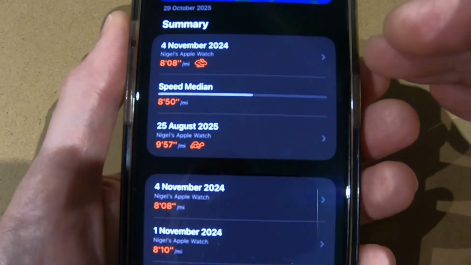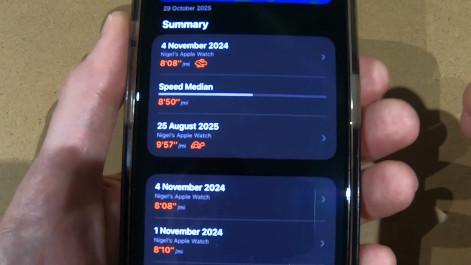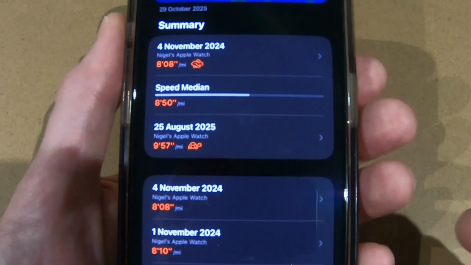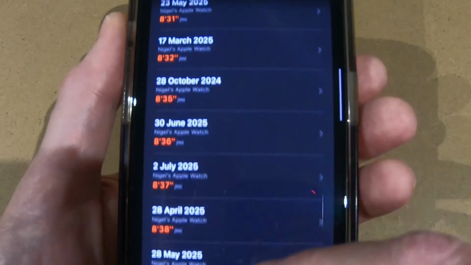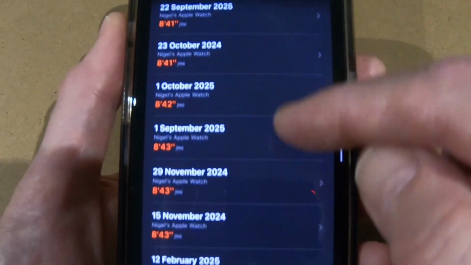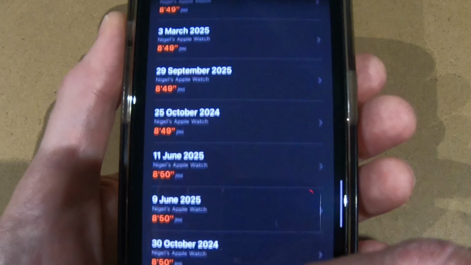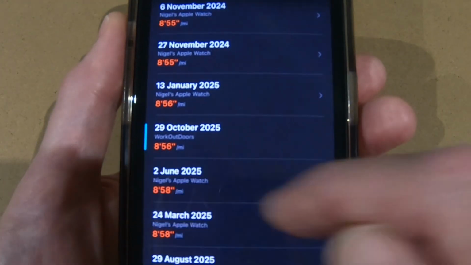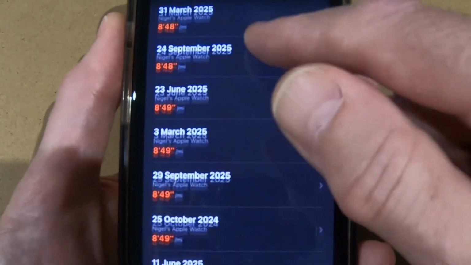So you can see the fastest time I've done that run in was at a pace of 8 minutes and 8 seconds per mile. The slowest was 9:57 per mile. And as you scroll up, that's every time that you've done that run will be showed along here, and you can click into each one of them. Now this run that I've done here will show up halfway down these runs, there it is, with a blue bar against it. So that's where it sits in terms of the pace.